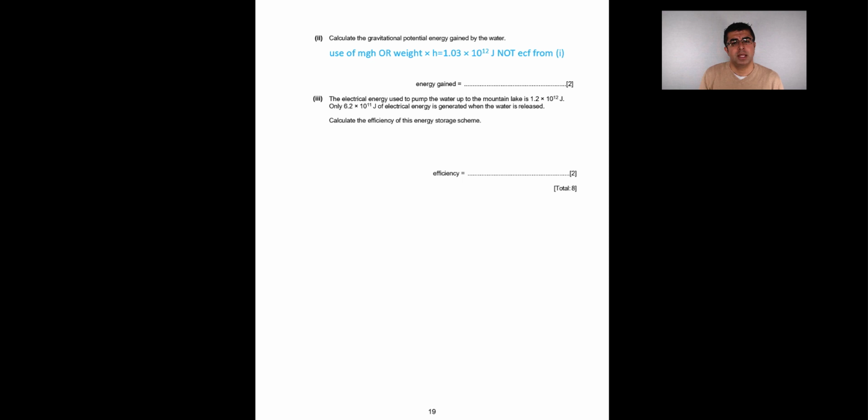Next part. The electrical energy used to pump the water to the mountain lake is 1.2 times 10 to the 12 joules. Only 6.2 times 10 to the 11 joules of electrical energy is generated when the water is released. Calculate the efficiency. Remember, efficiency is useful energy out, that's 6.2 times 10 to the 11, divided by the total energy in, 1.2 times 10 to the 12, times 100, and you'll get 52%. Again, units are really important.